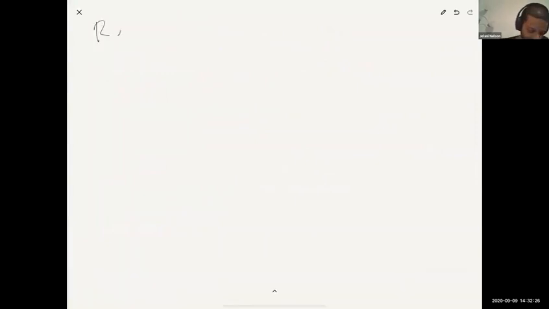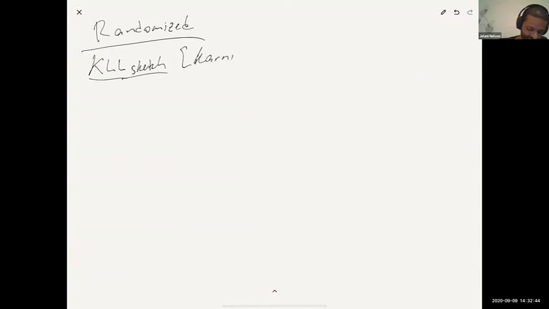Okay, so now let's do randomized. And there's the KLL sketch, which they named after themselves, Karnin, Lang, and Liberty. This is in 2016. And what it achieves is the memory is O of 1 over epsilon log 1 over delta.